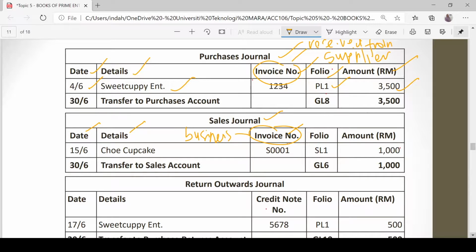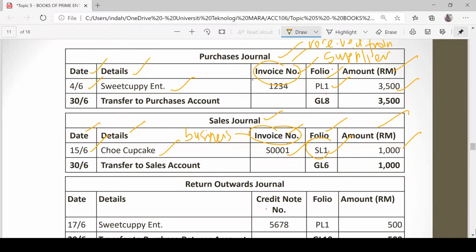Folio for sales journal: we are going to transfer or post to sales ledger, for account receivable. So for account receivable Koi Cupcake, we are going to assign his account a code SL1. This is only a code that we assign. This is our first account receivable. So folio, amount 1,000. 15th of June, Koi Cupcake, and this is the invoice number. Sales ledger 1 represents the account receivable Koi Cupcake account.